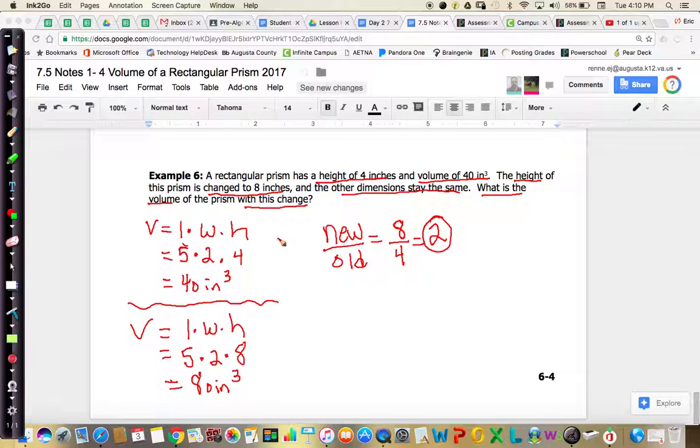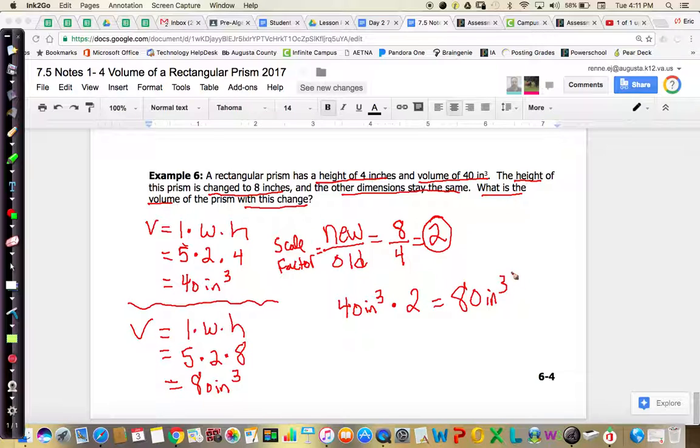So let me write down, go back and write scale factor equals new over old, and 8 divided by 4 is 2. So we know the scale factor is 2. So if the height doubled, that means the volume is going to double. So we can take 40 inches cubed and multiply it by 2, and 40 times 2 is 80 inches cubed.